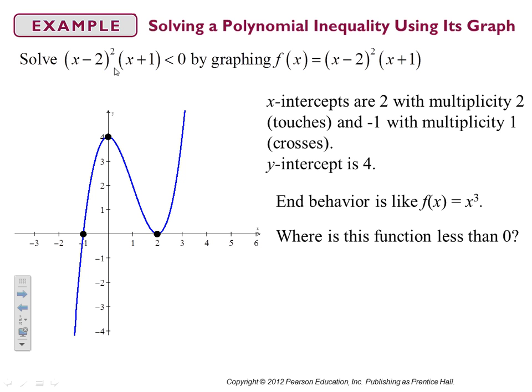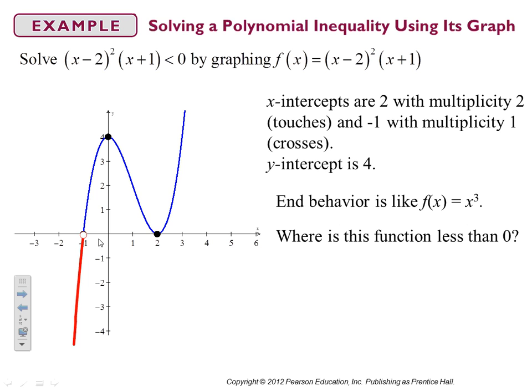If we want to know where the function is negative, we want to know where the y values are below the x-axis, because that's less than 0. And those y values are the ones highlighted in red. Now we do not include the point that's on the x-axis because there's no equal to in our inequality.